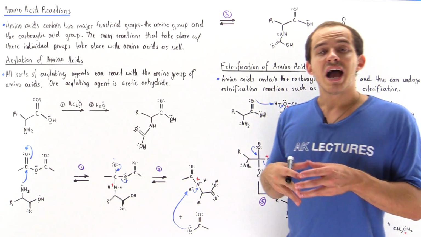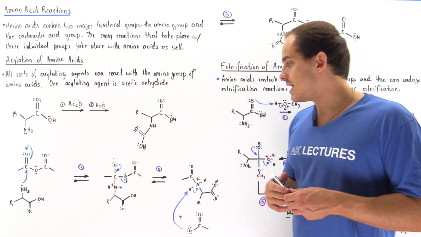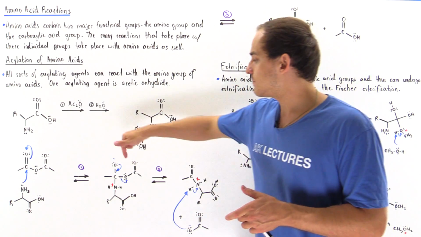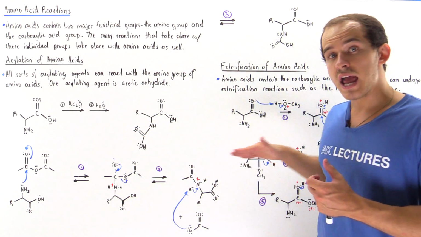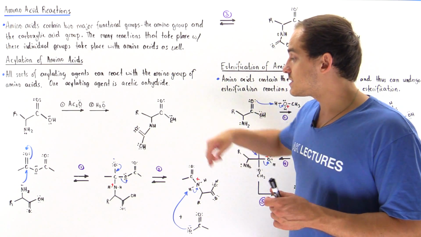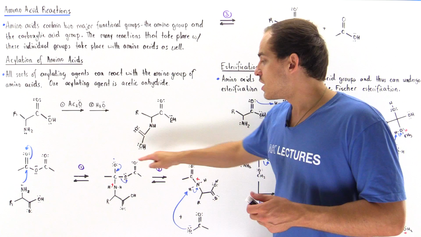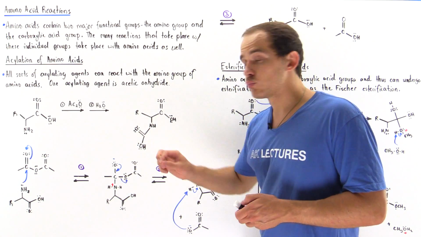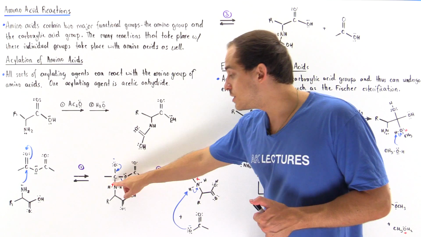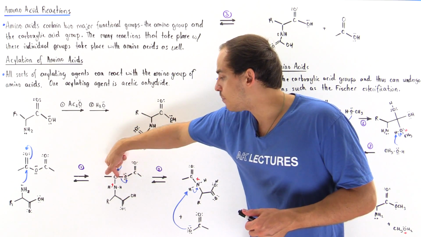So we form a tetrahedral intermediate that contains a positive charge on the nitrogen and a negative charge on the oxygen. In the next step, to basically get rid of that negative sign on our oxygen, we have this pi bond reforming, but now instead of breaking this pi bond, we break this bond here.